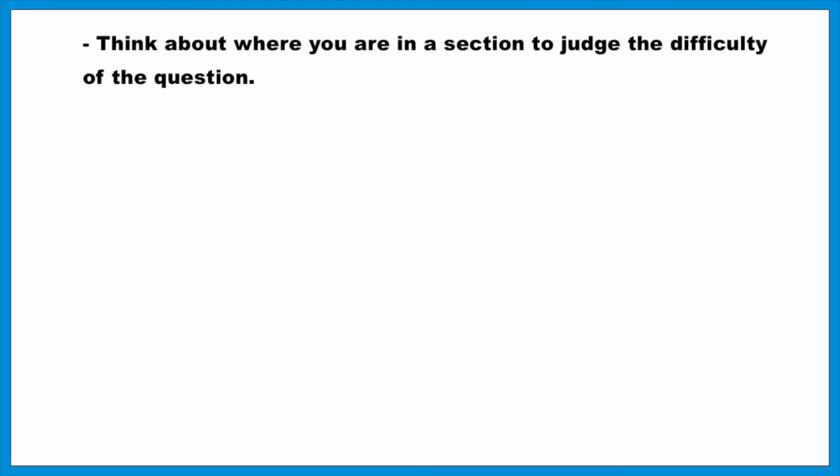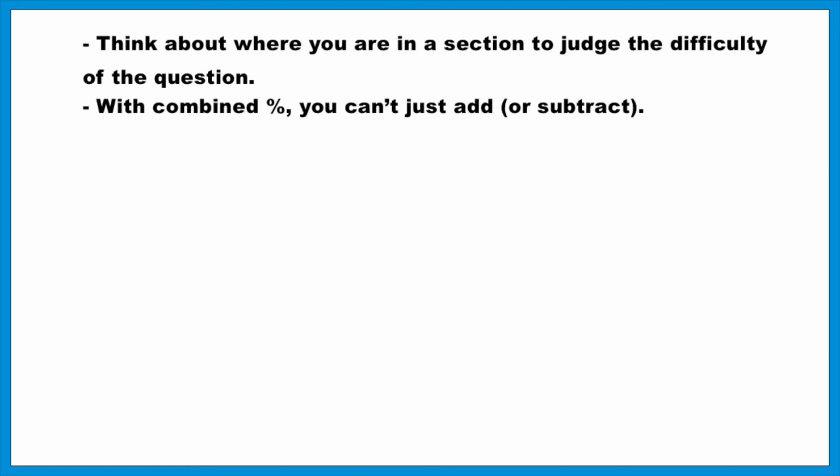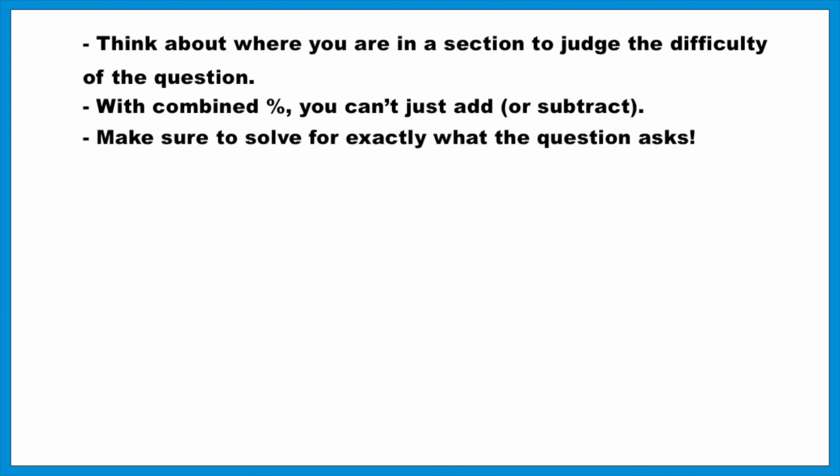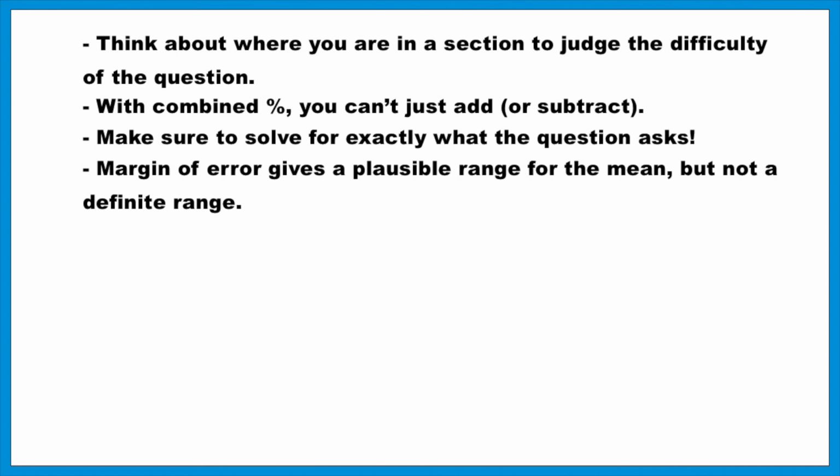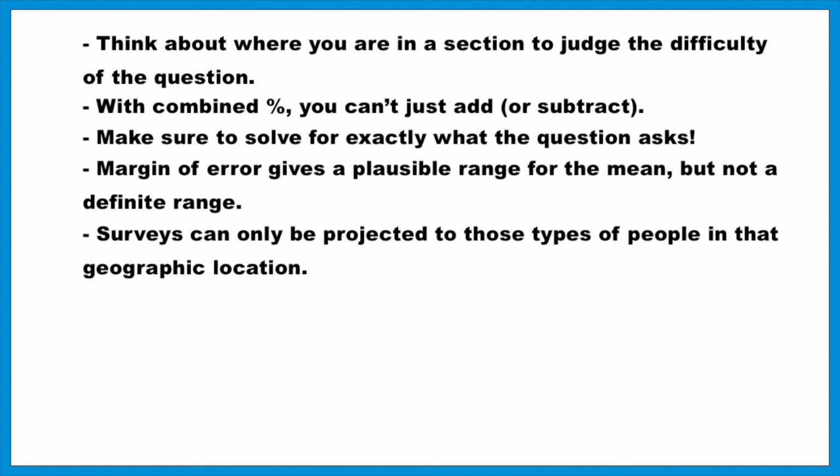These are some of the most common answer traps that appear on the SAT and ACT. Granted, many questions will be as easy as they seem, but others will be a little trickier. So, just to recap, think about where you are in a section to judge the difficulty of the question. Remember, they'll get a little harder at the end. With combined percents, you can't just add or subtract the percents. Make sure to solve for exactly what the question asks. Margin of error gives a plausible range for the mean, but not a definite range. Surveys can only be projected to those types of people in that geographic location. Again, I don't think it's true, but the SAT thinks that it is.